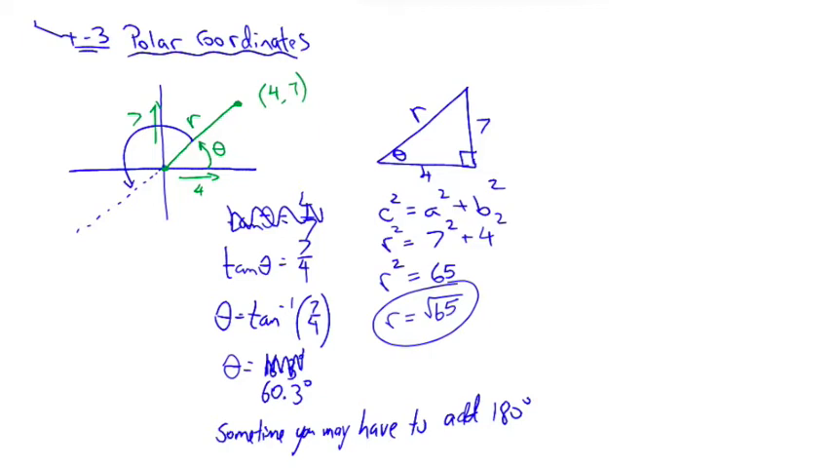But what if I had -4 and -7? It would be over here, but tan inverse would still give you 60.3. So you'd have to add 180 to get it into the third quadrant. Does that kind of make sense? If your point is not in a quadrant where tan inverse works, you always have to add 180.